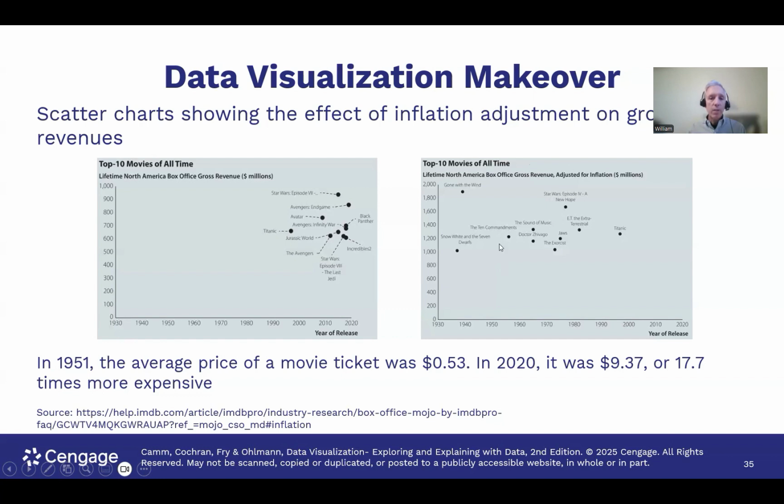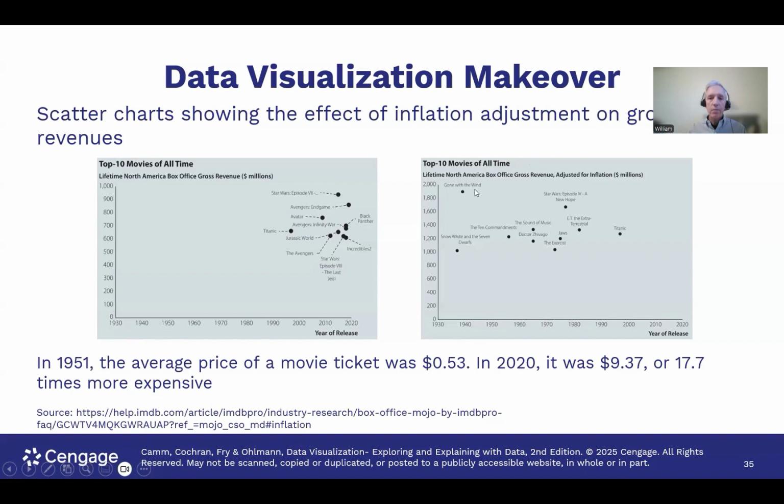Now that's really significant. In 1951, right here, the average price of a movie ticket was 53 cents. In 2020, it was $9.37, or 17 times more expensive. So you really do have to think about, over a long range like that, going from 1940 to 2020, that's 60 years, you really do have to think about adjusting for inflation. And when you do that, an interesting thing appears.